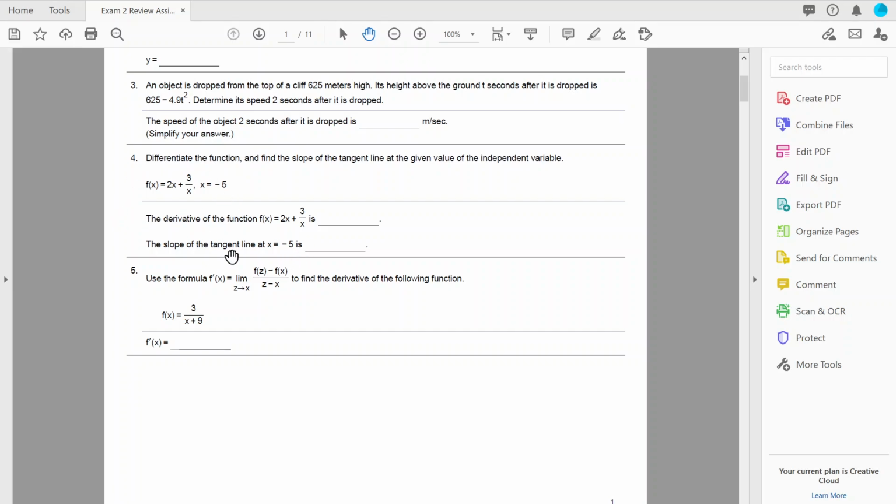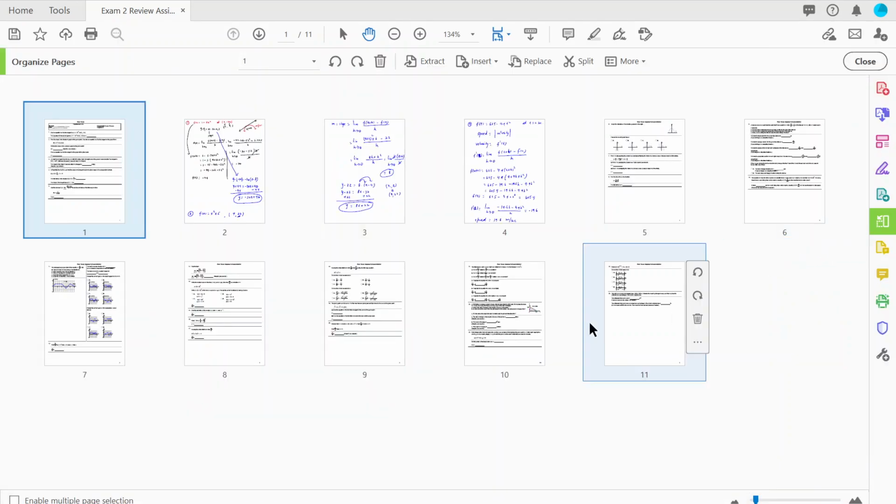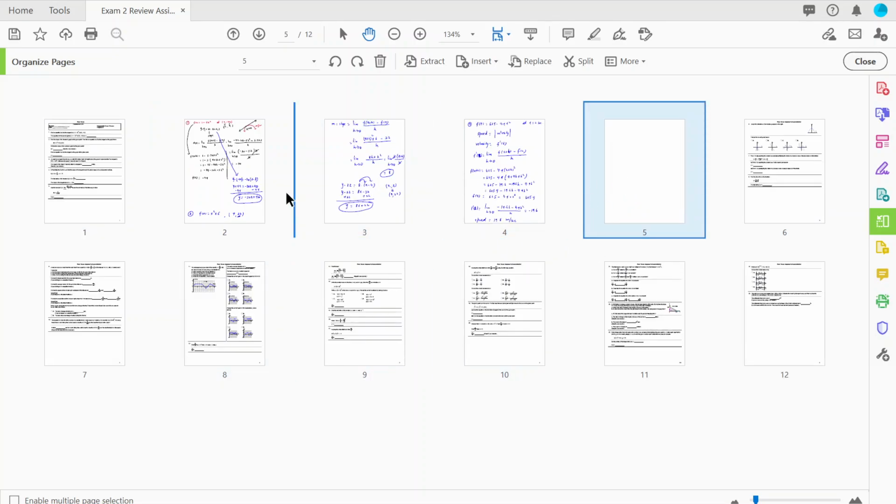Now, by using the same limit approach, we can solve problem 4. In problem 4, we are asked to find the derivative and the slope of the tangent line. Remember, the derivative and the slope mean the same thing. So first we're going to use a limit approach for finding the derivative, and finally we put x equal to negative 5 in that limit. So let me just add some extra blank pages here.